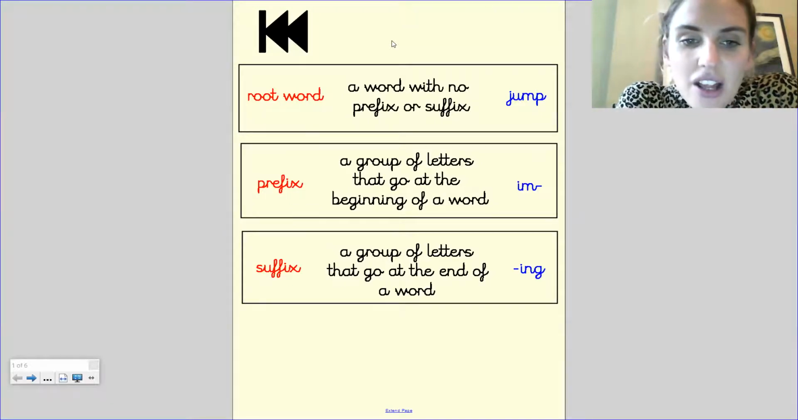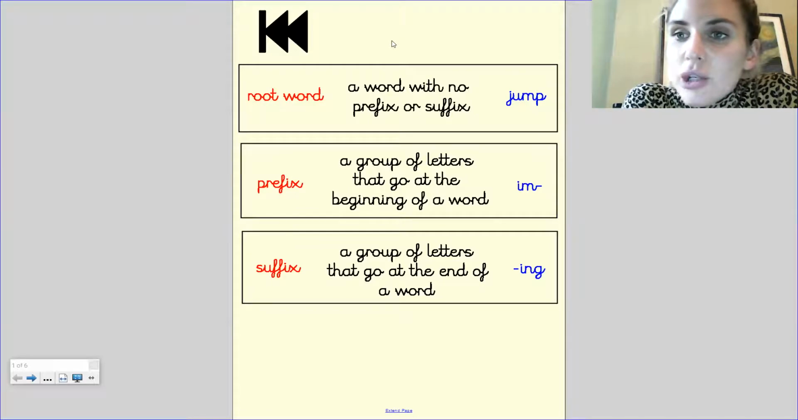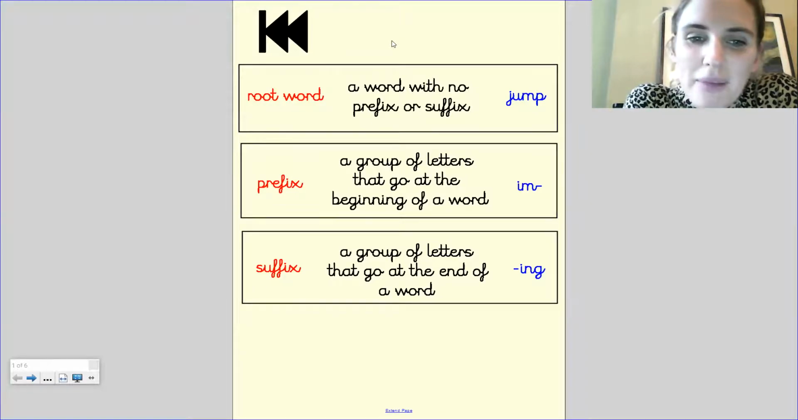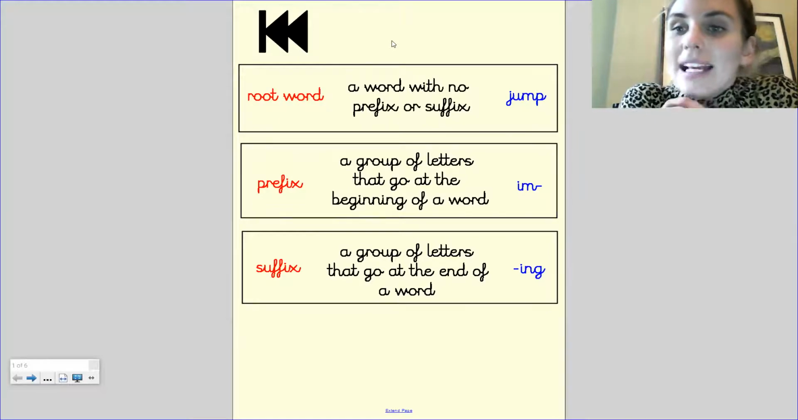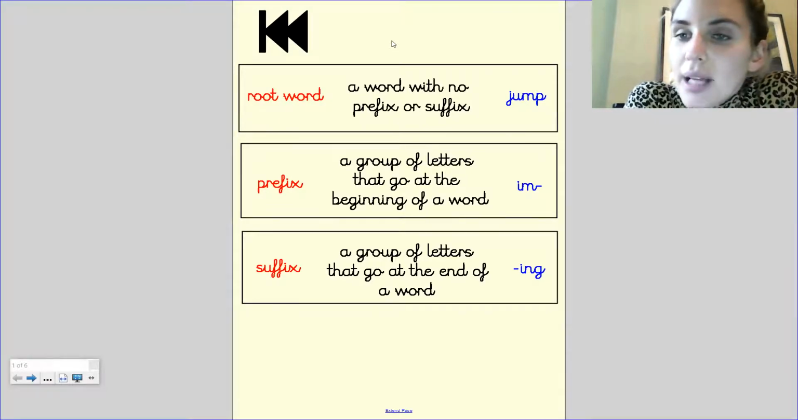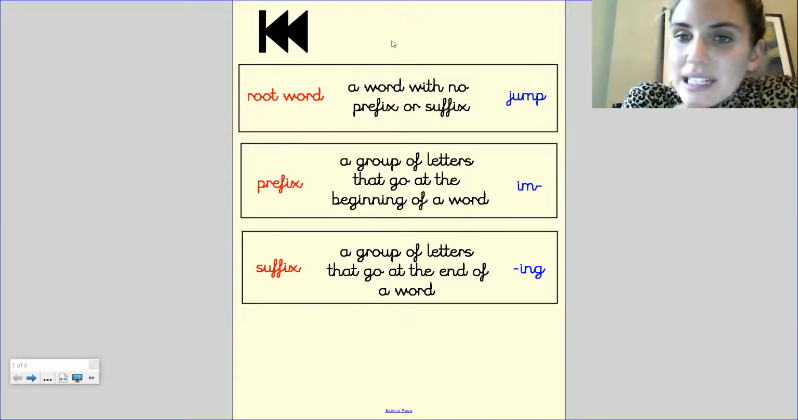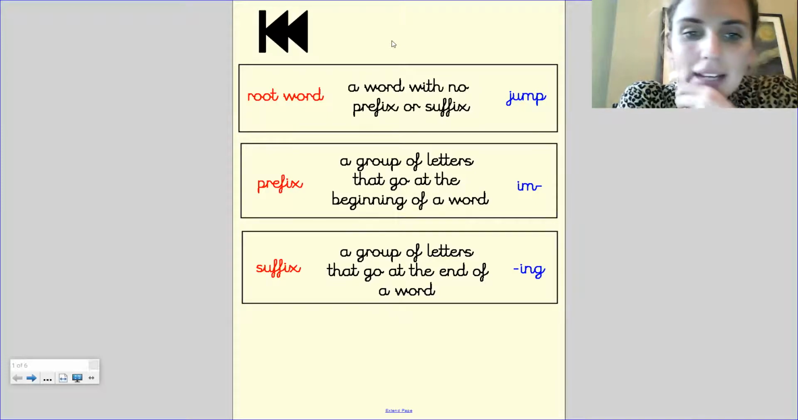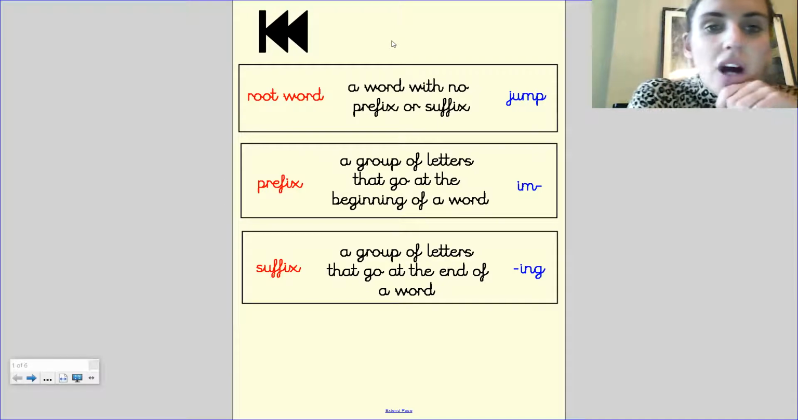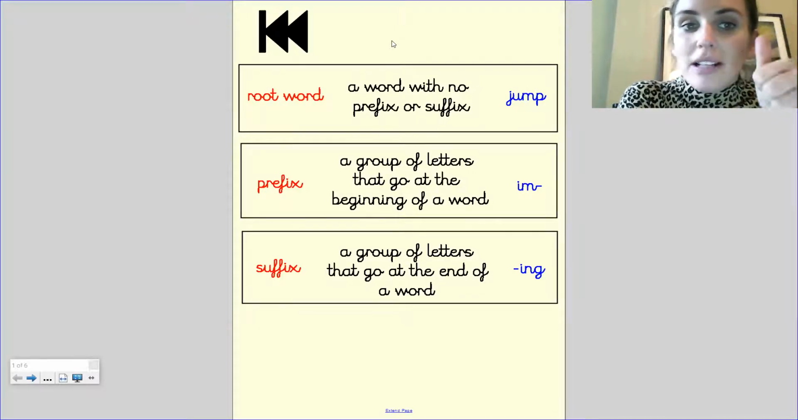And finally, the third term, my turn suffix, your turn. Super. Now the suffix is the opposite to a prefix. They're a group of letters that go at the end of the word. For example, ing. We can add that suffix to the end of a root word to create a new word with a slightly different meaning. For example, jumping. Okay, if you want to pause the screen before we move on and talk about any other examples of root words, prefixes or suffixes, you can do that now.